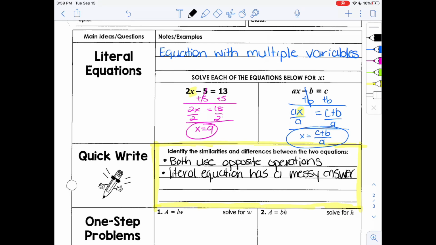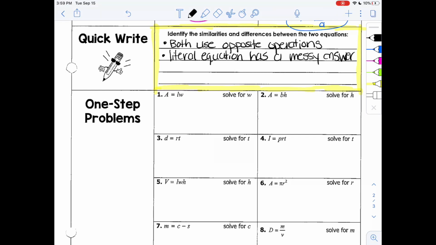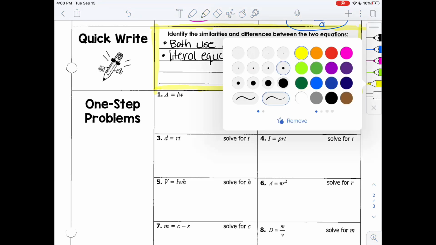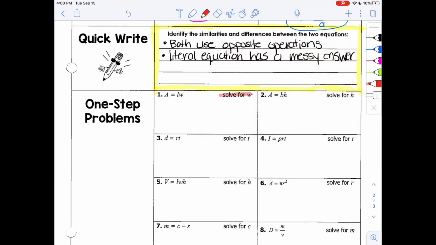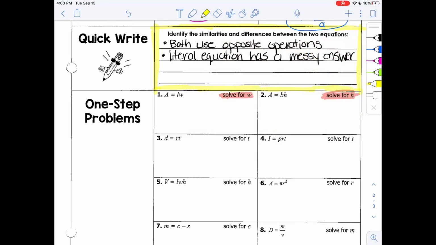Let's look at several literal equations and how we would solve them. Number 1, it's very important when solving literal equations that you read which variable you're solving for. And for these basic skill problems, they will tell us specifically, solve for W or solve for H. So it's going to specifically tell you which variable to solve for.